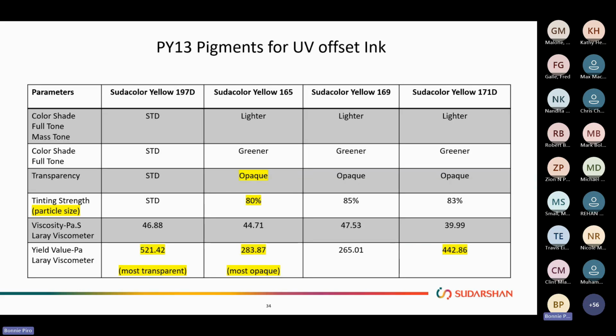In UV ink, the particle size will also dictate the transparency, as we talked about before in other application areas. So in this example, there are several Pigment Yellow 13s that we evaluated in a UV offset ink formulation. As you would expect, the most transparent version does have the most strength, but it also brings with it a very high yield value in terms of its rheology. The opaque has less strength and less impact on the yield value.